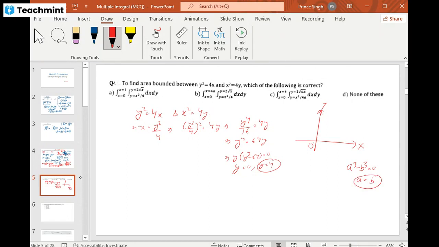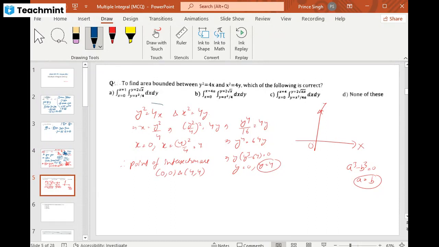So the two curves intersect at y equal to 0 and y equal to 4. If y equal to 0, the value of x will be 0, and x is also equal to 4 square by 4, that is 4. Therefore the points of intersection are 0, 0 and 4, 4. Now the next step is to draw the rough sketch of the region.